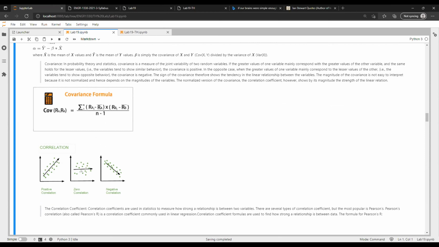If you have a true random, I think we did this at one point, may have been the other lab. If you have some truly random points and put them on your plot, you're going to have a hard time getting a positive or negative correlation, and your correlation is going to tend closer to 0.